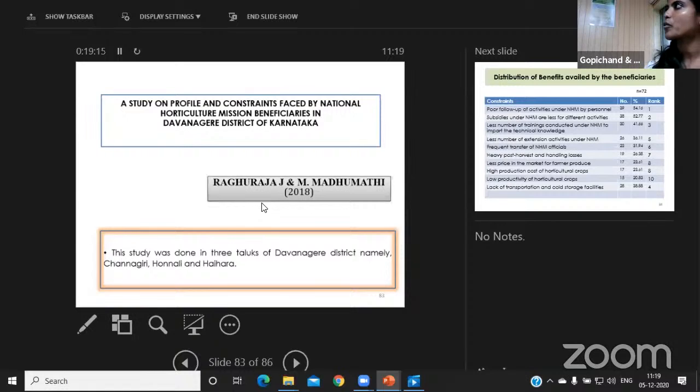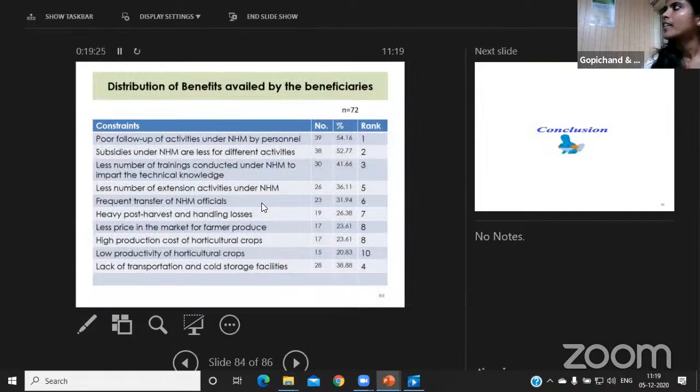And the next study is on the profile and constraints faced by the National Horticulture Mission beneficiaries in Davanagere district of Karnataka. The study was done in 3 taluks of Davanagere district: Channagiri, Honnali, and Harihara. Distribution of benefits availed by the beneficiaries: 54.16% of the beneficiaries felt that there was poor follow-up of activities under NHM by the personnel, and 52.77% of the farmers felt that subsidies under NHM are less for different activities, and 38.88% felt there was a lack of transportation and cold storage facilities.